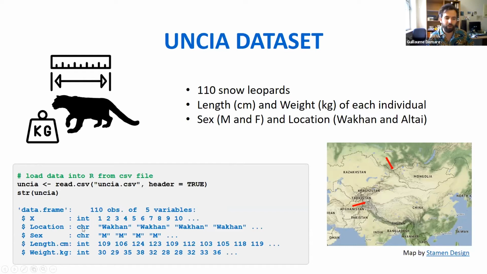There's also a character column, which is a categorical variable called location, and this has the 2 locations. It has another column called sex, which is another categorical variable to tell you whether the leopards are males or female. And there are 2 numeric variables, which for now are integers here, giving you the length in centimeters and the weight in kgs. Okay, now you can take over.